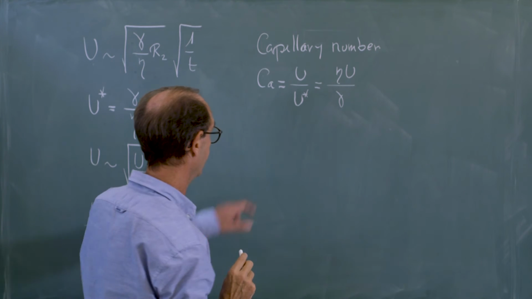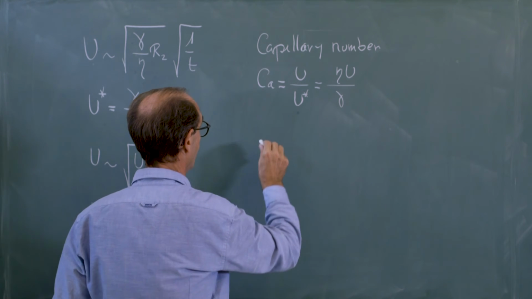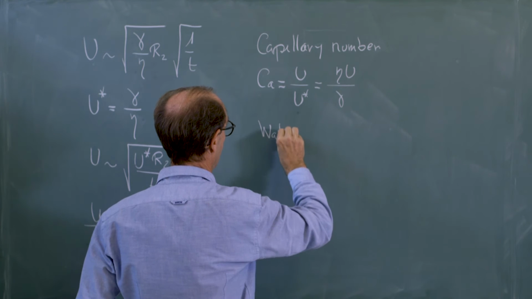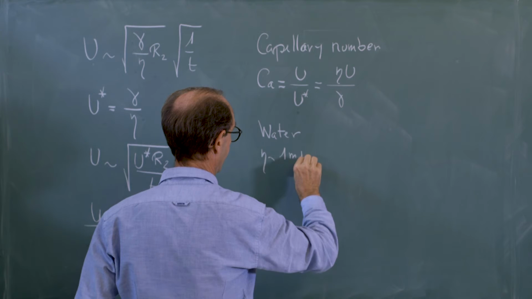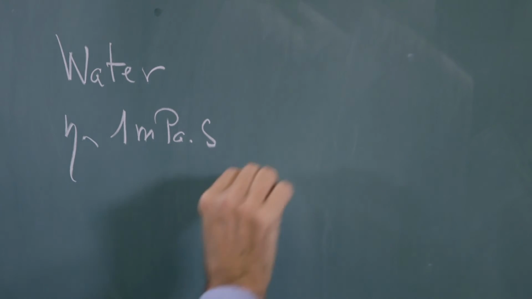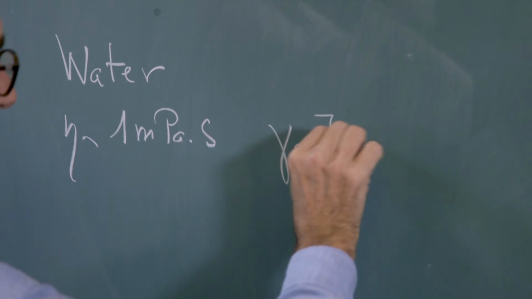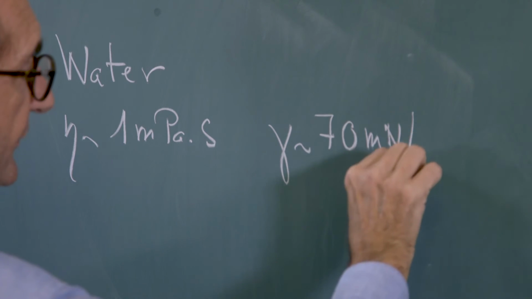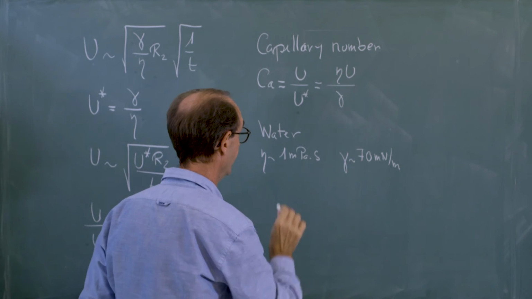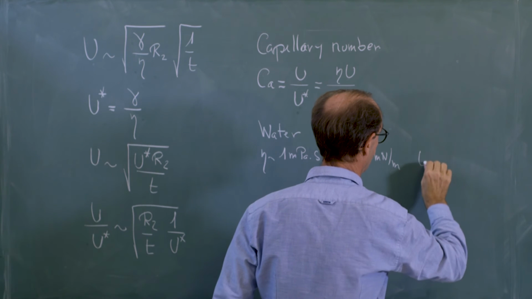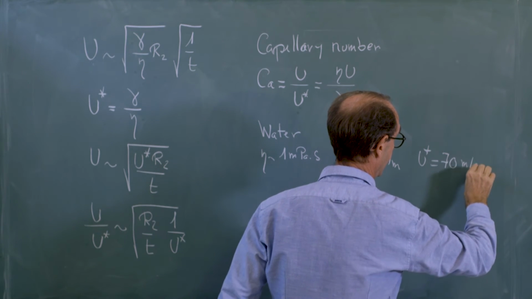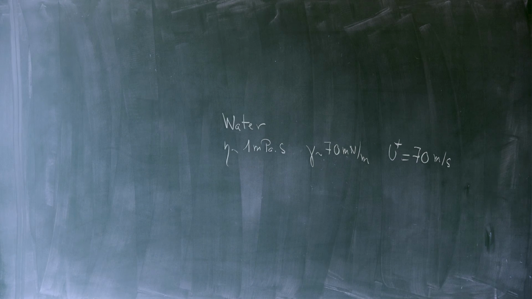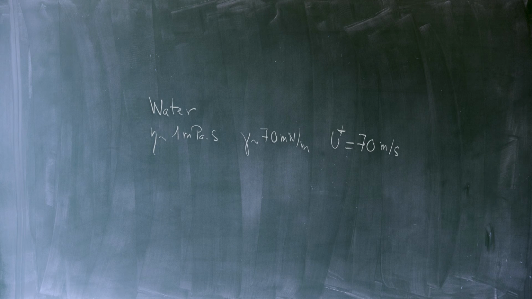Now, a final remark on the value of u star. If we consider water, for example, water has a viscosity which is 1 millipascal second, and a surface tension which is roughly 70 millinewtons per meter. And as a consequence, for water, this characteristic velocity, u star, is 70 meters per second, a very large value indeed, which shows that for water, unless we go very quickly, viscous effect will in general be negligible compared to surface tension.